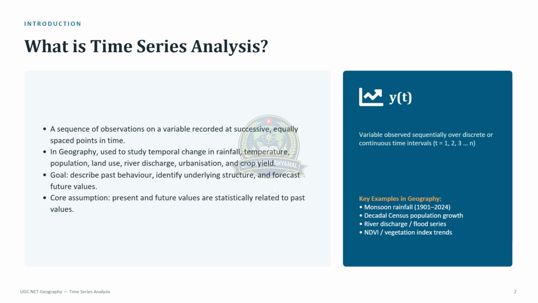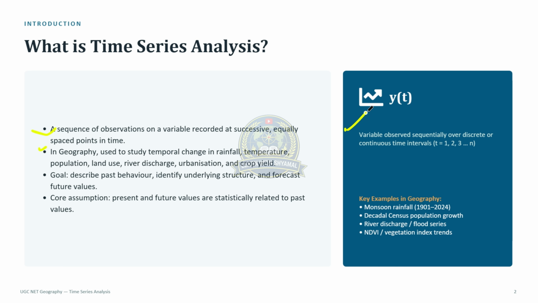Let's start the class. First of all, what is time series analysis? This is a sequence of observations on a variable recorded at successive equally spaced points in time. In geography, it is used to study temporal change in rainfall, temperature, population, land use, river discharge, urbanization, and crop yield. Goal: describe past behavior, identify underlying structure and forecast future values. Core assumption: present and future values are statistically related to past values.